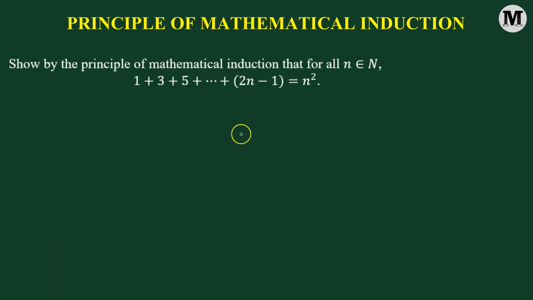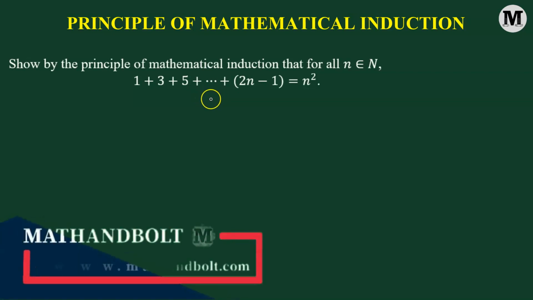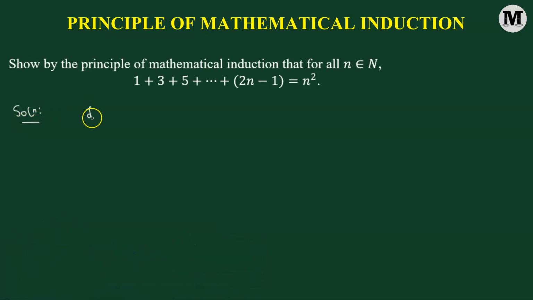Show by the principle of mathematical induction that for all n belonging to the set of natural numbers, we have an equation: the sum of the first n odd natural numbers equals n squared. So let us begin. First, we're going to consider a statement and call it P of n.